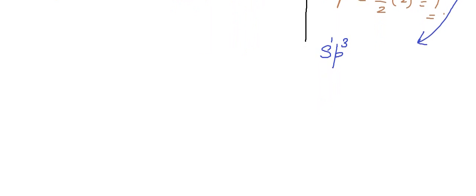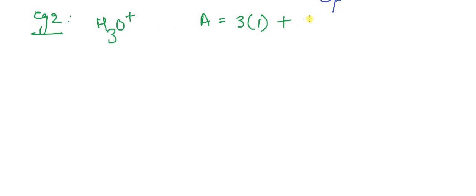Let's take another example, example number 2, and I'll take a little bit easier one. Let's take H3O+. Now how are you going to solve this? First you're going to calculate A. What should be the value of A here? A was the total valence electrons present in the compound. Hydrogen has 1 valence electron, so 3 times 1, plus oxygen has how many valence electrons? That was 6. So it will come out to be 9.